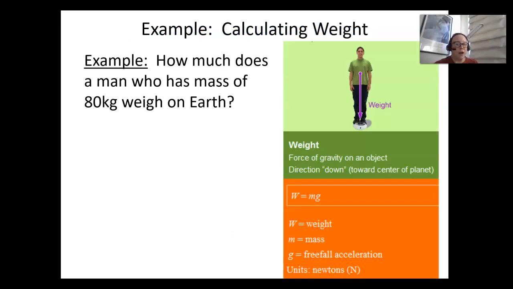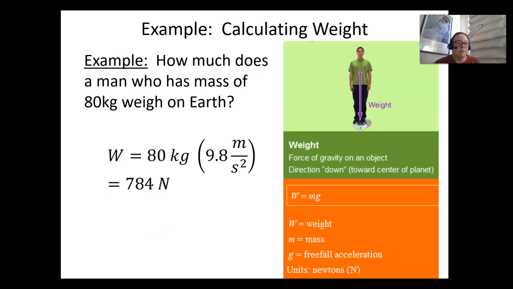So if I want to calculate the gravitational force on a person, I take their mass and multiply it by the acceleration due to gravity, which is represented by a lowercase g. That g is the free fall acceleration. It's 9.8 newtons per kilogram.